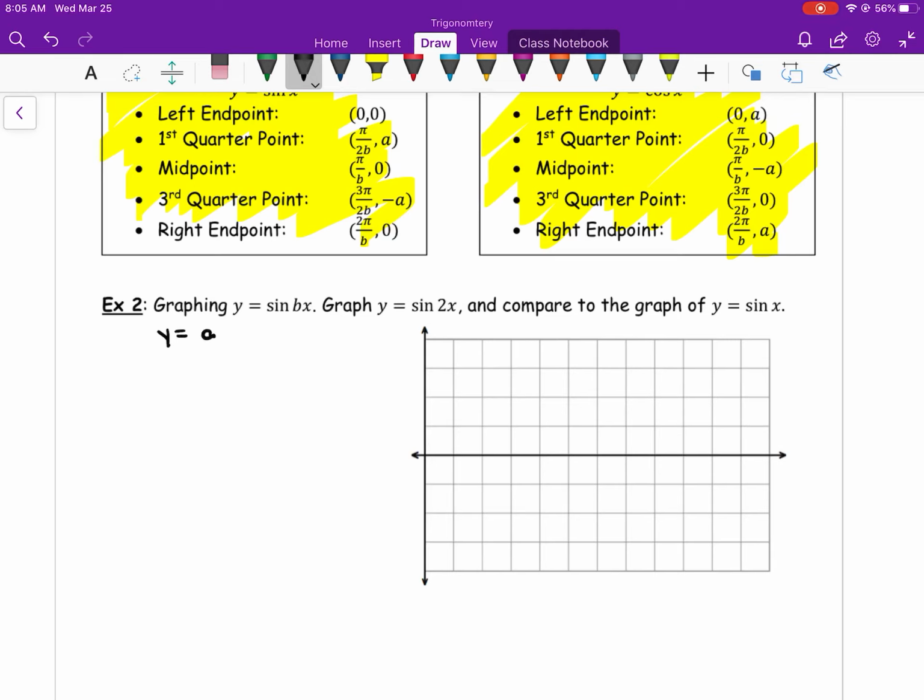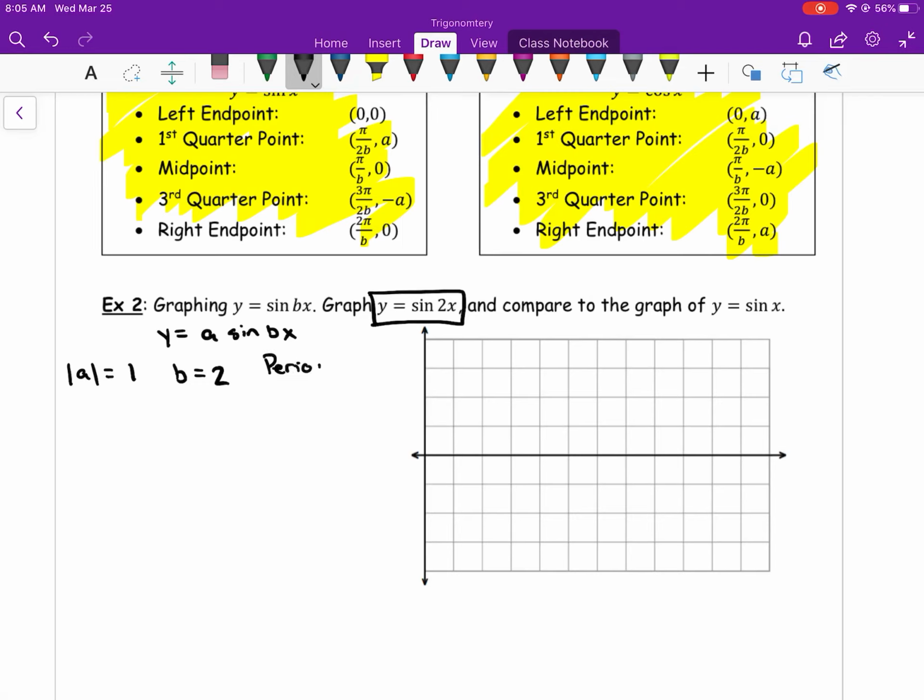So we're written in the format of y equals A sine Bx. What we need here is the absolute value of A. So for our problem right here, this is what we're going to graph: y equals sine of 2x. So here A is 1, so the absolute value of A is 1. And then we have our B, which equals 2.